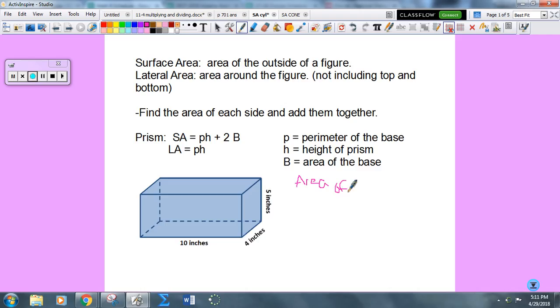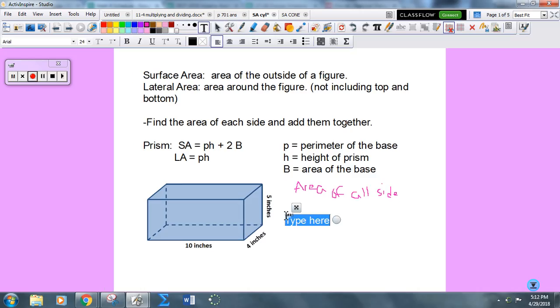Cannot write very well with mouse. So let's switch over to typing here, and I'm going to find the surface area of this prism. So we can use the formula, but I think it's easier if you find the area of all sides. So first, I'm going to find the area of the bottom.